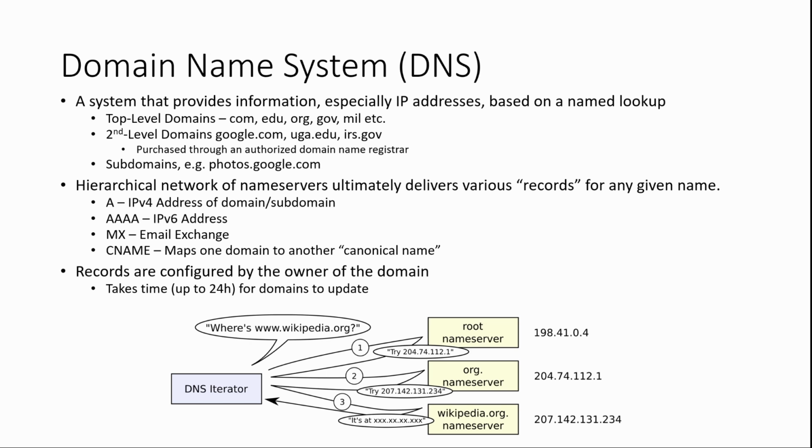The diagram below, pulled from Wikipedia, illustrates this process nicely. If your computer is trying to find wikipedia.org, it first asks a root name server, which then sends you to the org name server and finally the wikipedia.org name server, which can say what IP address www.wikipedia.org is at.